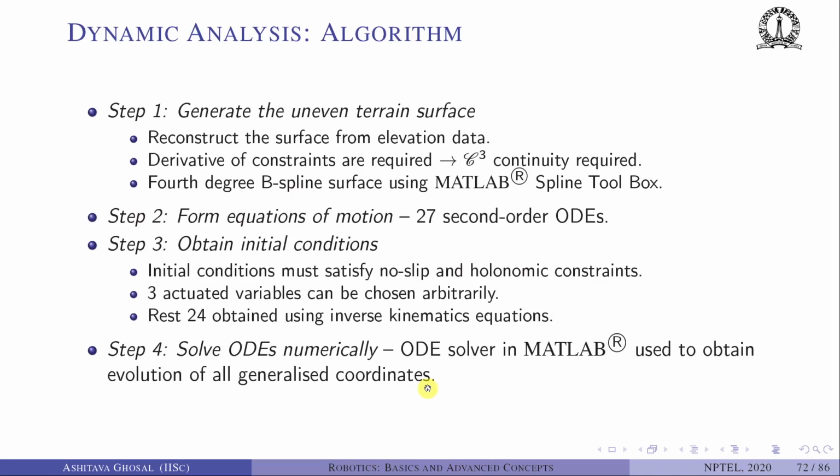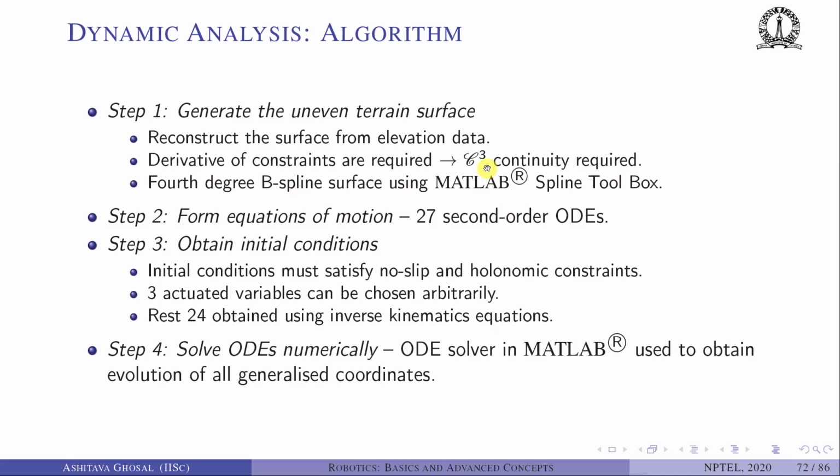So here is the algorithm to do the dynamic analysis of a three-wheeled mobile robot going over uneven terrain with wheels modeled as torus shaped wheels, and also the wheel ground contact does not have slip. So first, just like kinematics, we generate the surface, we reconstruct the surface from elevation data, we find the derivatives of the surface. We need C3 continuity because we need to go to dynamics.